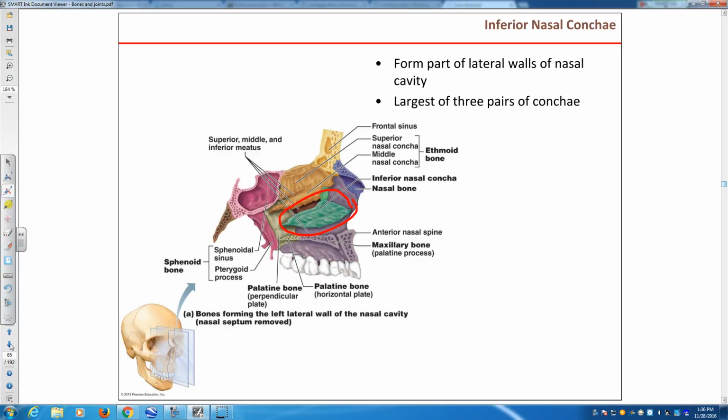And those folds, what do you need folds for? Increase surface area. Why do you want to increase surface area in the nose? You have epithelium only in the roof. What happens to the air in your nose? Huh? It gets cleaned by what? Not so much mucus and hair, just hair. Something else happens to it.